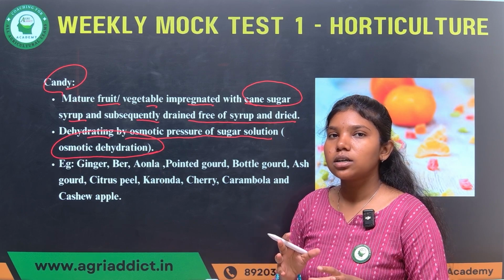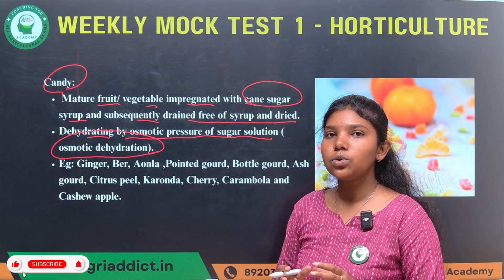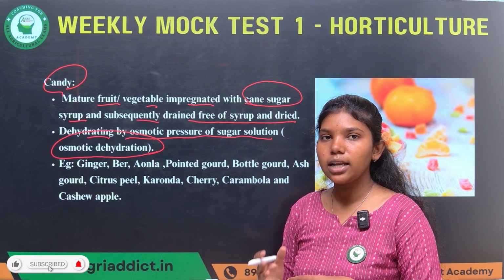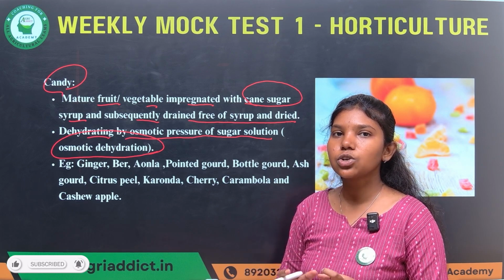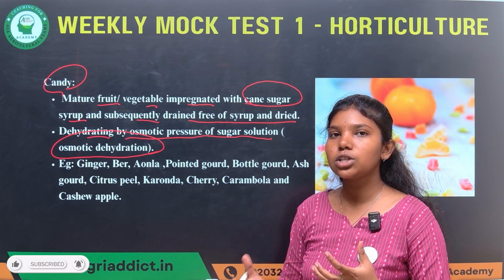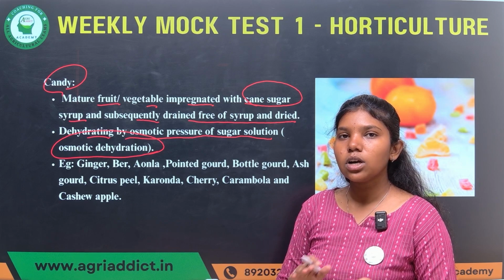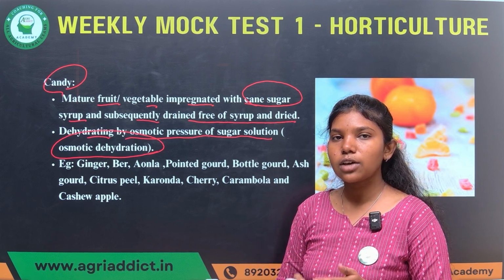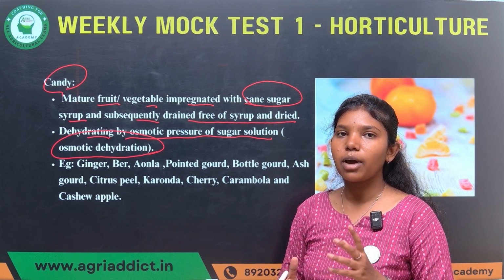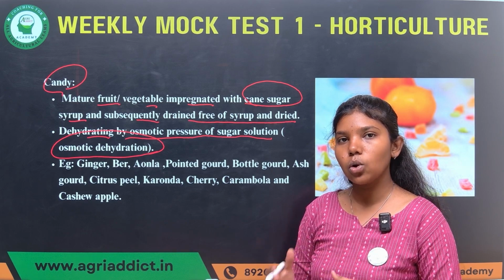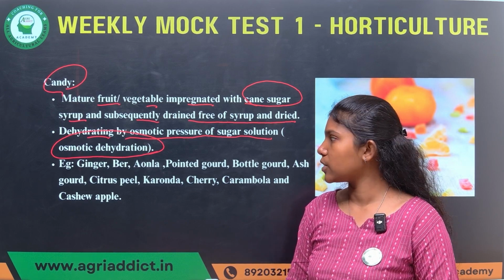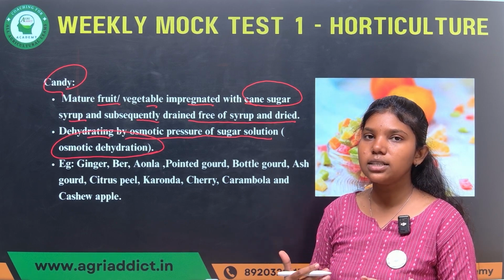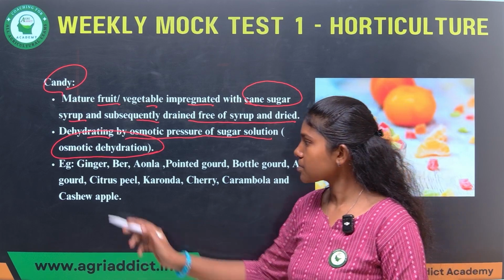Here, the fruit is treated with sugar and the sugar causes dehydration of the fruit. Therefore, the excess moisture in the fruit is removed. Therefore, the moisture content is low. Therefore, the amount of spoilage and microbial growth has also become slow. Therefore, it can be stored for a long period of time. That is the physiology behind this candy preparation.